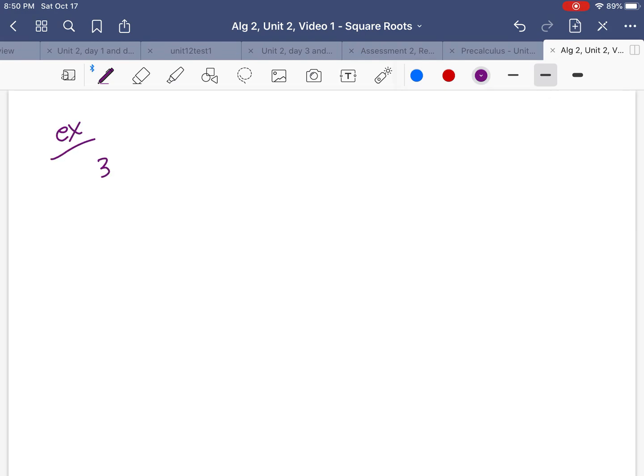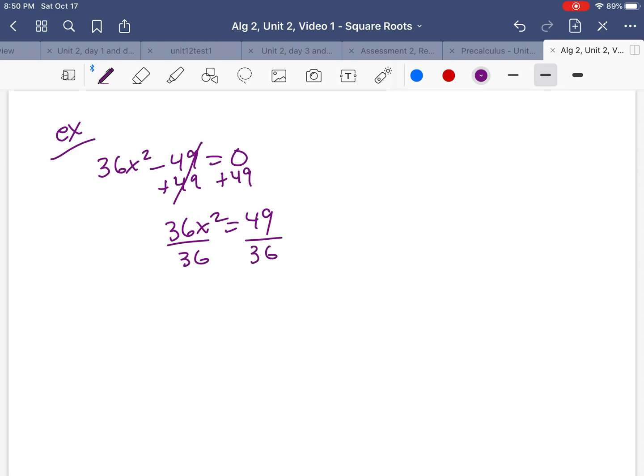Similar. So let's say you have 36x squared minus 49 equals 0. And you're going to solve it. So you're like, okay, let me add 49 to both sides. All right, so you got 36x squared equals 49. And you're like, well, I'm going to have to divide both sides by 36. But looking at this, 36 isn't going to 49 very well. So don't go on your calculator. You don't need to divide this on your calculator. You just need to write 49 over 36.